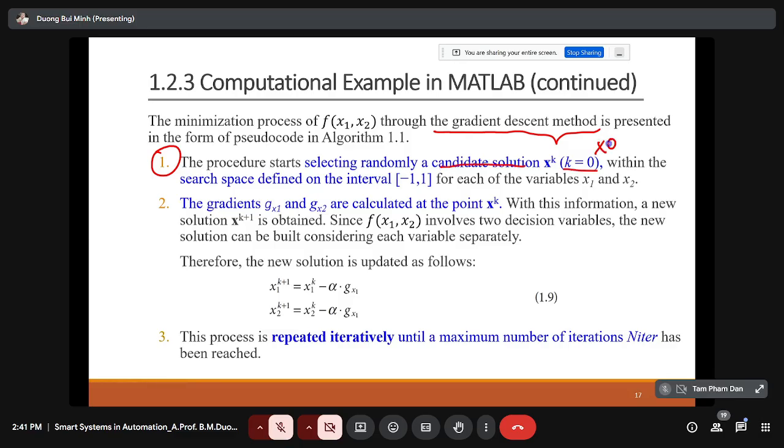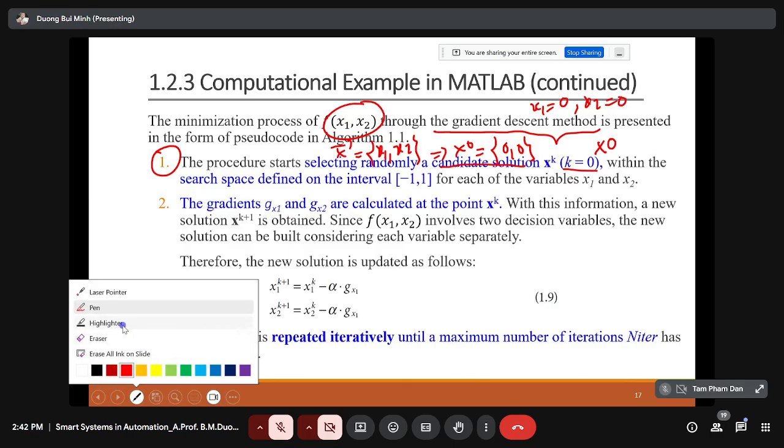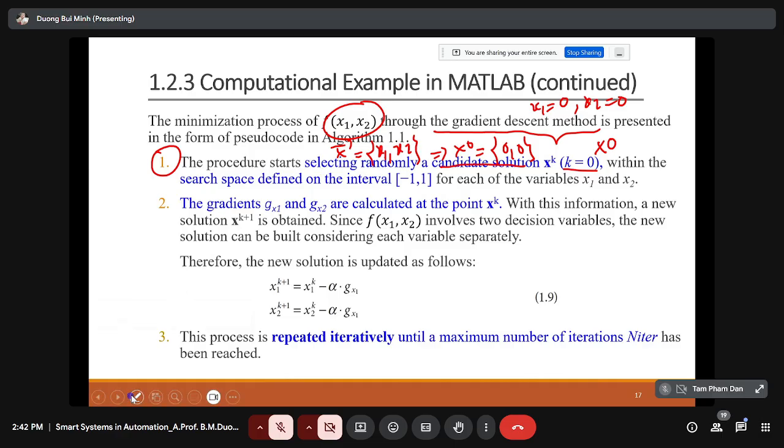So first of all, we determine x0, and we know x is what? x is x1 and x2, right? Two dimensions. So at the beginning, maybe we say x0 is (0, 0). That's okay. That means we assume x1 is 0 and x2 is 0. So at the beginning, you can randomly select a candidate of xk.